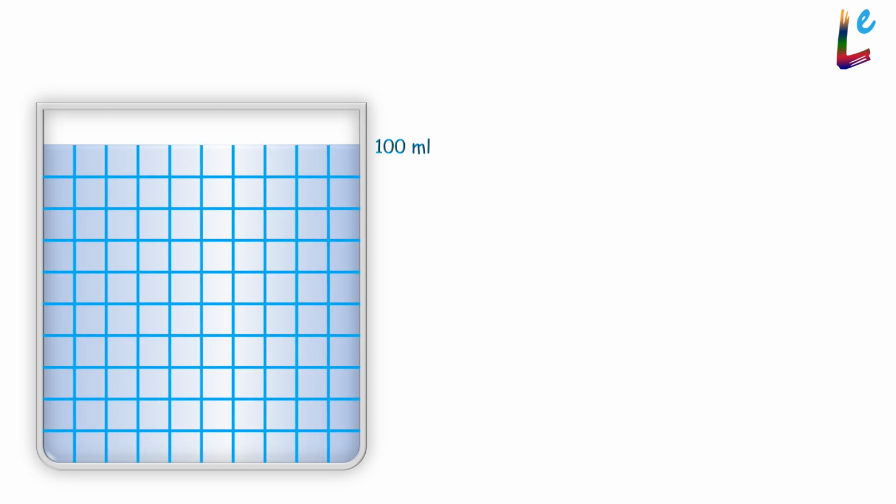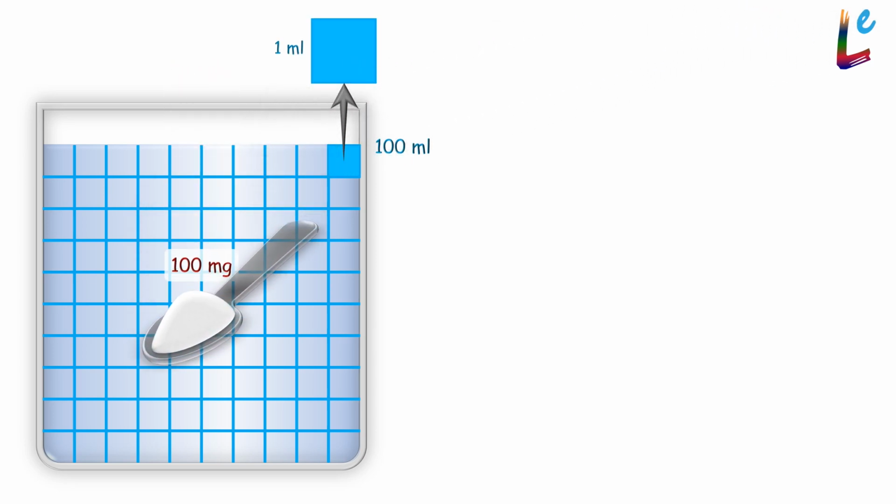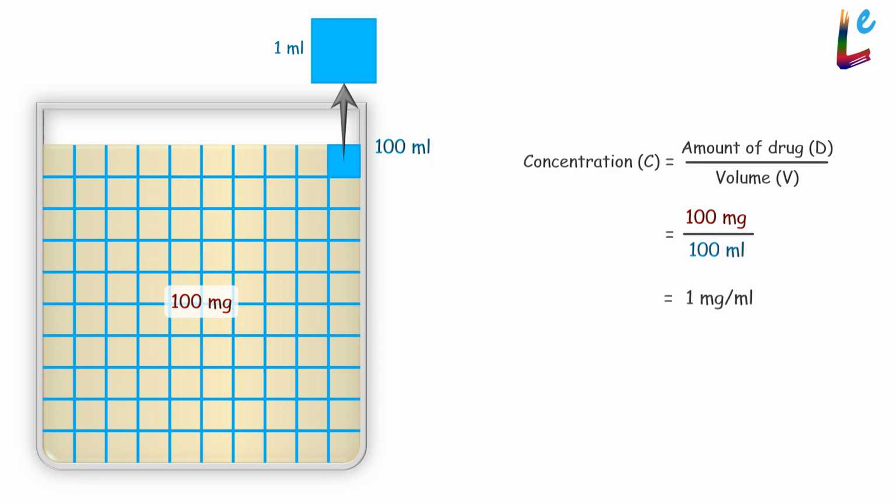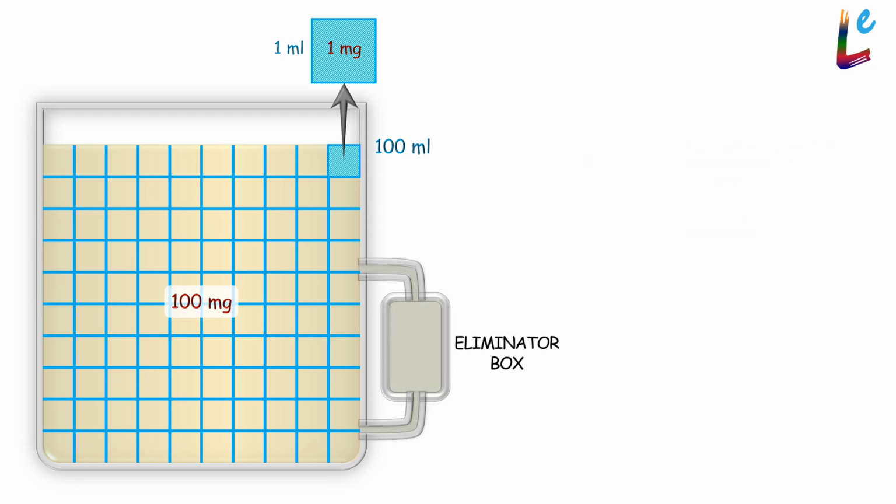Imagine our body as a tub filled with 100 ml of water, divided into 100 equal squares, with each square representing 1 ml. Now, let's add 100 milligrams of a drug into this tub. The concentration of the solution can be calculated as amount by volume, that is 100 milligrams divided by 100 ml, which is equal to 1 milligram per ml. Thus, each square is 1 ml, and now it contains 1 milligram of the drug. The tub is connected to an eliminator box, representing organs of elimination, the liver and the kidneys.